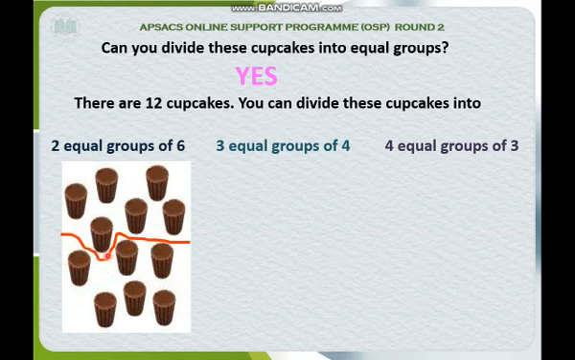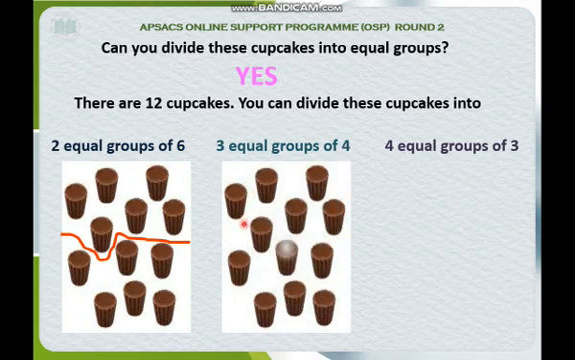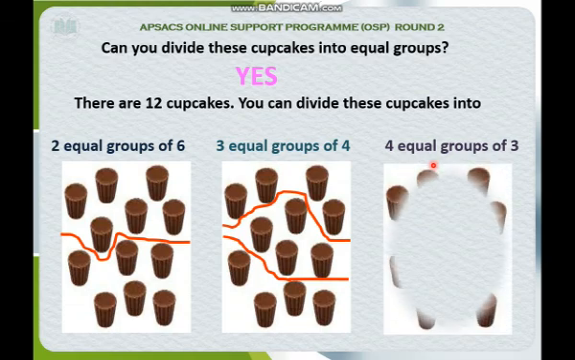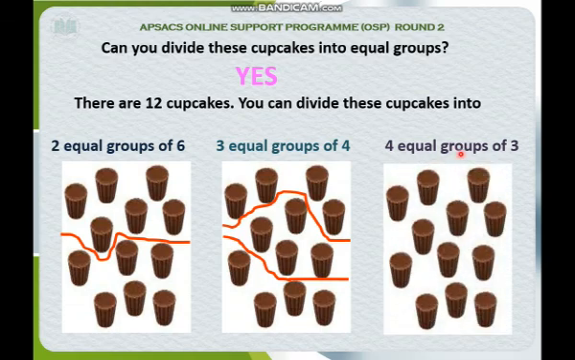And I have divided these cupcakes into 2 equal groups. Now, I have divided the same cupcakes into 3 equal groups of 4 as well. Now here are the 12 cupcakes and I have divided them into 3 equal groups of 4. Now, I have to divide these cupcakes into 4 equal groups of 3 as well. So here it is.